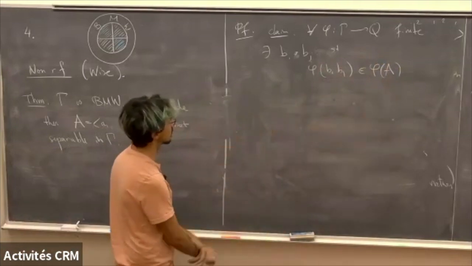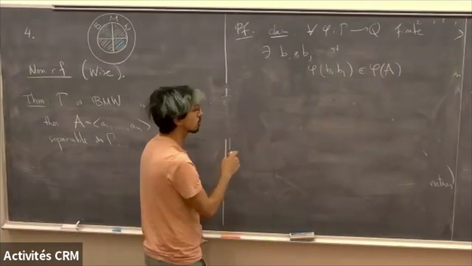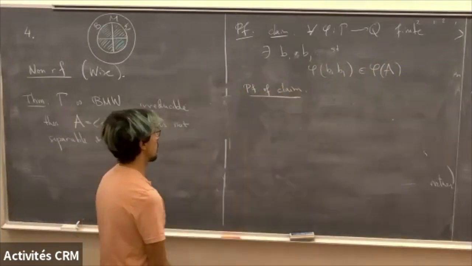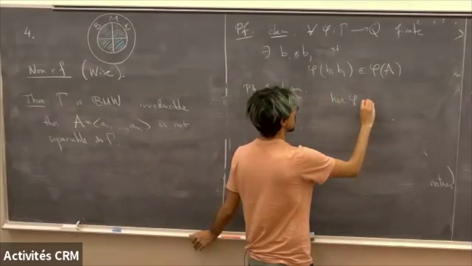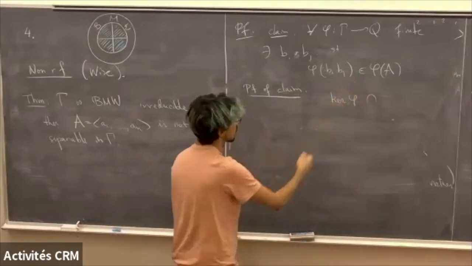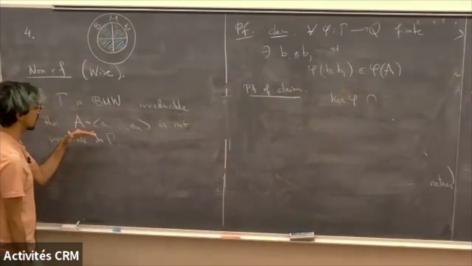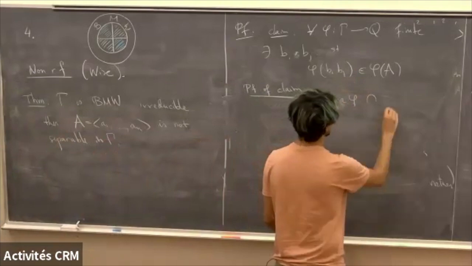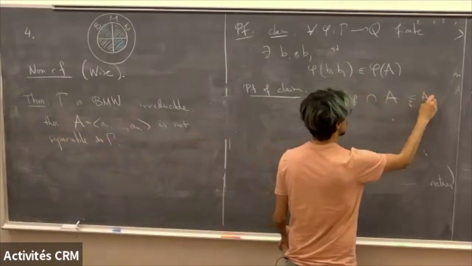Let's prove this first and then see how we use it to prove the theorem. The proof of the claim is the following. You look at the kernel of phi. This is some finite index subgroup of gamma, and you intersect it with A. So this is some finite index subgroup of A.